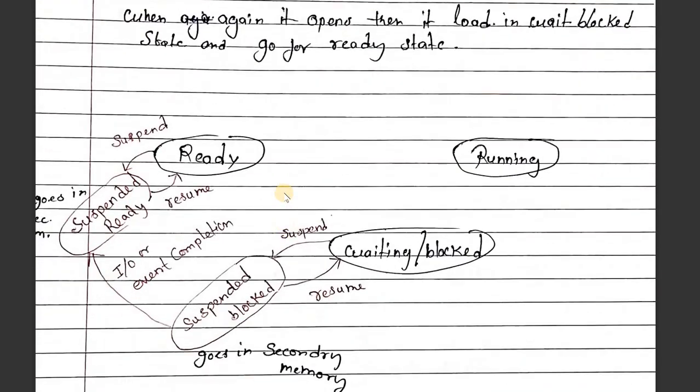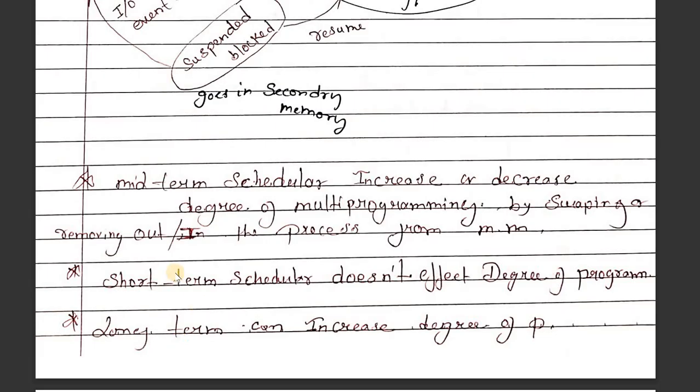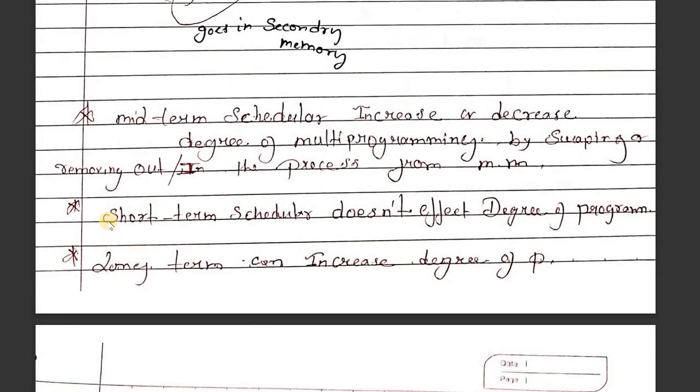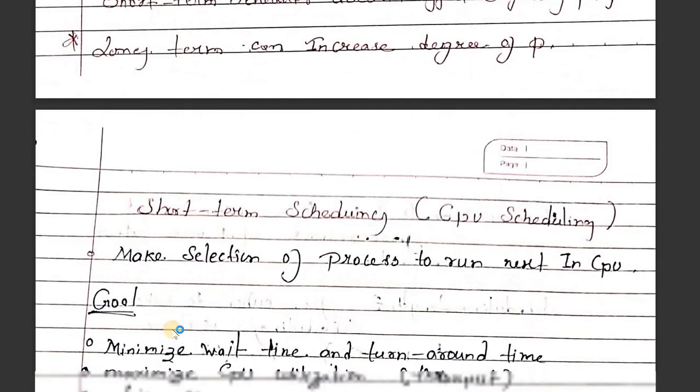Here is the state diagram of the schedulers, and here are the features of schedulers. The midterm scheduler increases or decreases the degree of multiprogramming by swapping or removing the process from the main memory. The short-term scheduler does not affect the degree of multiprogramming, and the long-term scheduler can only increase the degree of multiprogramming.